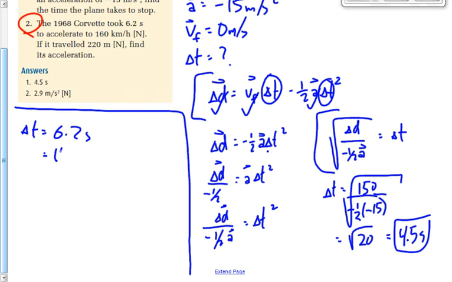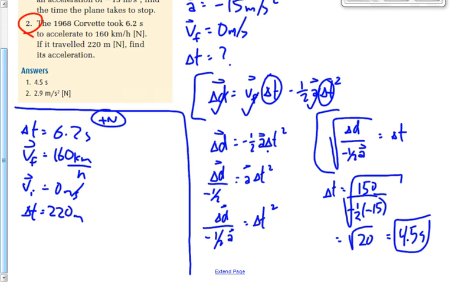What's the 160? Let's make north positive. Everything's positive here. What's the 160? That's a velocity, right? But is it VI or VF? It's VF, the final velocity. VI would be 0. And we have the displacement. We're looking for the acceleration here.